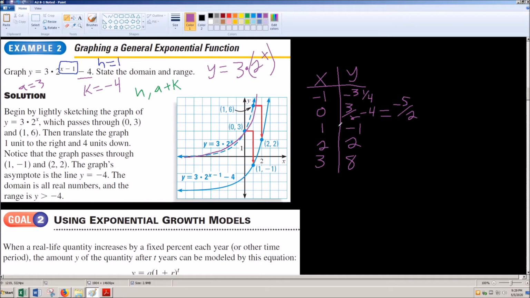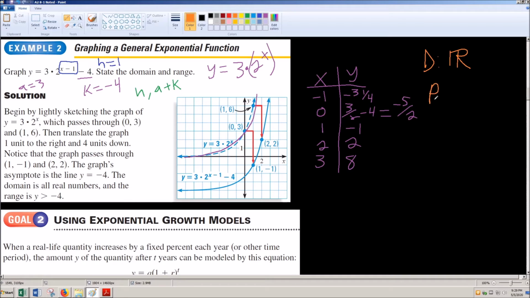Let's talk about domain and range real quick. Starting with domain, my domain for this is all real numbers. It doesn't matter what I plug in for my x's. I can plug in anything. Plug in a huge negative number, okay. Plug in a huge positive number, okay. That's fine. No problems there.